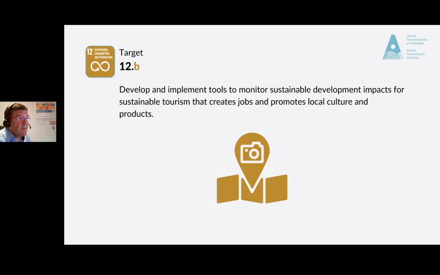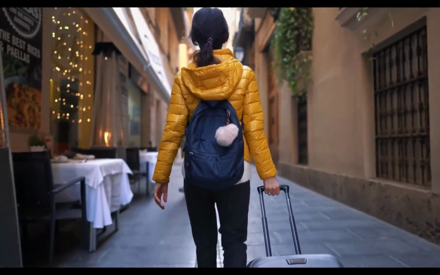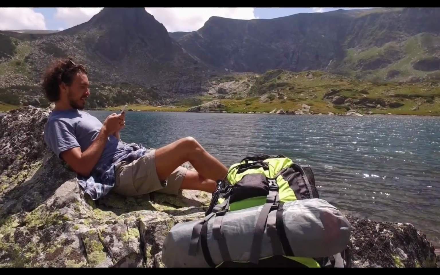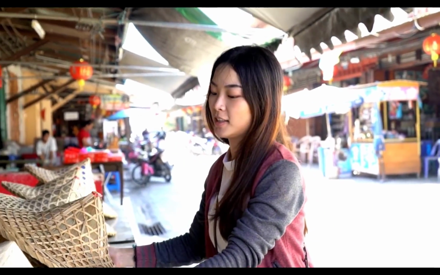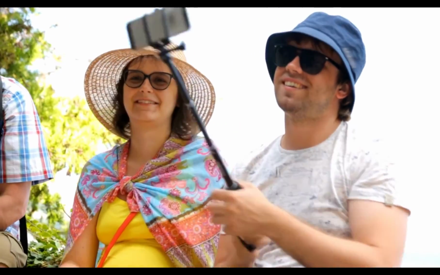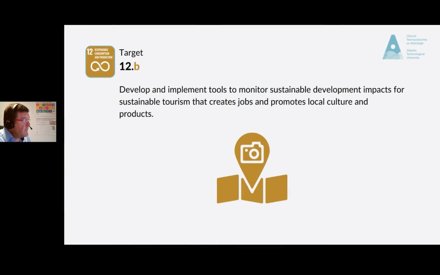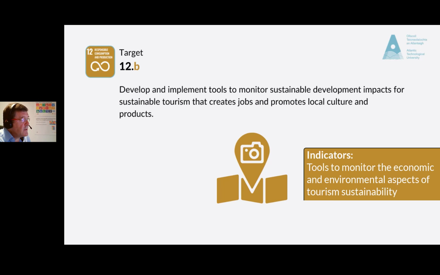12B: Develop and implement tools to monitor sustainable development impacts for sustainable tourism that creates jobs and promotes local culture and products. Clearly, this is very important as well. Sustainable tourism refers to sustainable practices in and by the tourism industry. It's an aspiration to acknowledge all impacts of tourism, both positive and negative. It aims to minimize the negative impacts and maximize the positive ones.